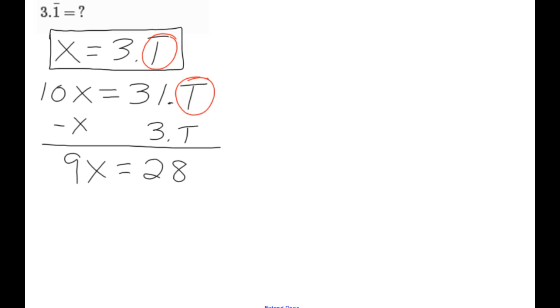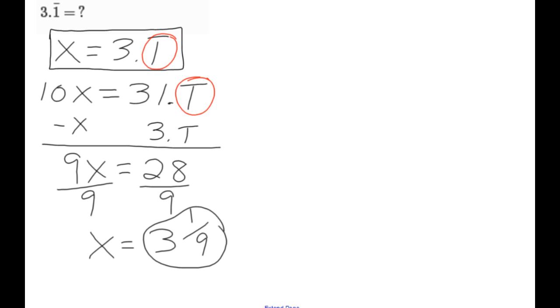Now I just divide both sides by 9, and I get x is equal to, 9 times 3 is 27, with 1 left over. So it'll be 3 and 1/9. Or you could have left it 28/9. So you have 28/9 or 3 and 1/9, either form. Let's take a look at another problem.